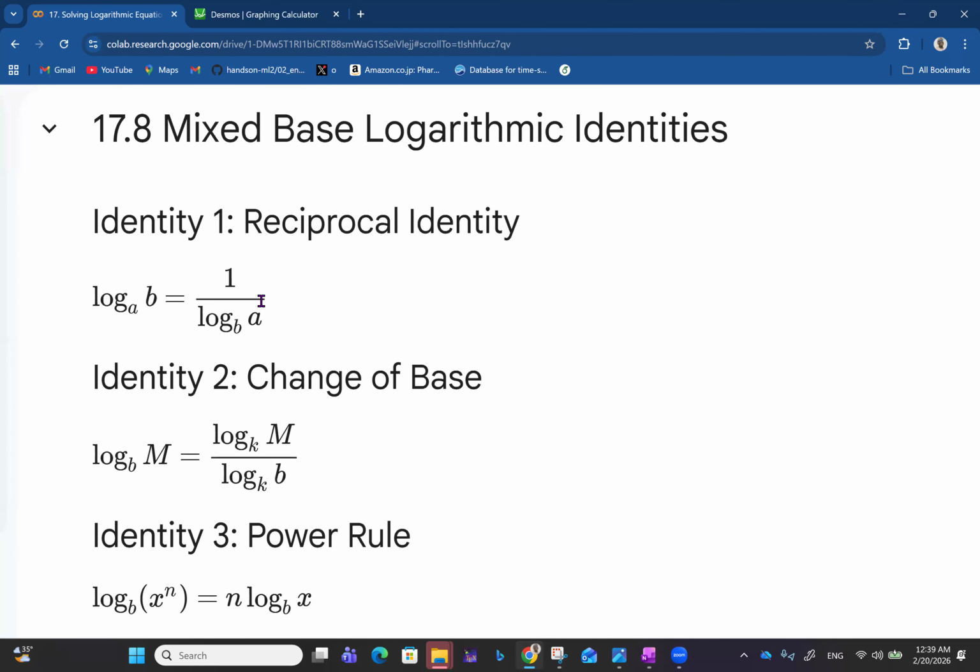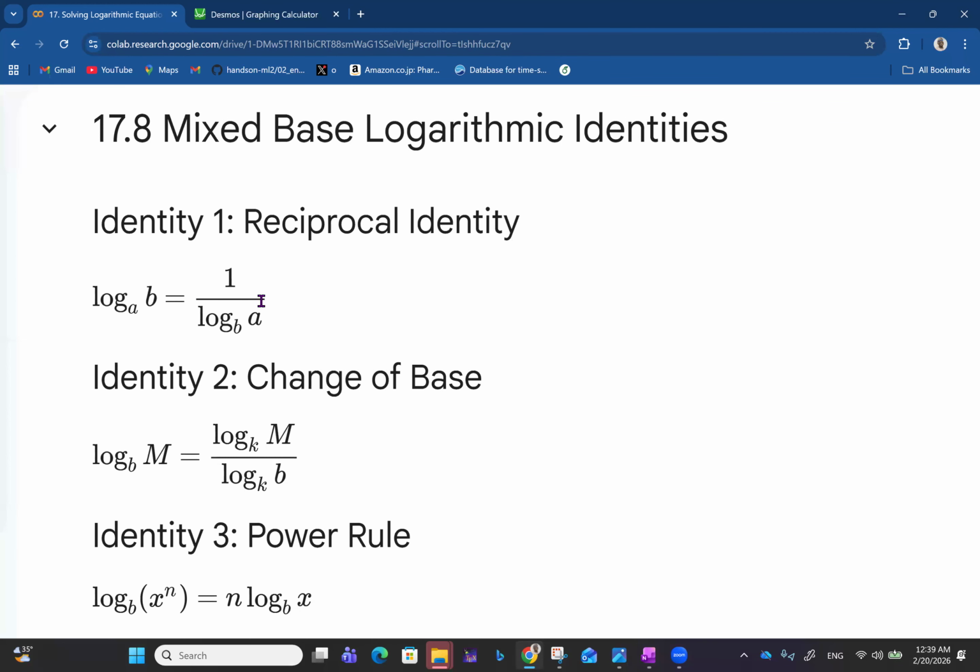We also have other ones like you can change base now. Log m to base b is the same thing as log m over log b to the same base, whatever your k is. We applied that already. Then we have the power rule that log x raised to power n to base b is n log x to base b. So we use that a lot in this conversion thing.